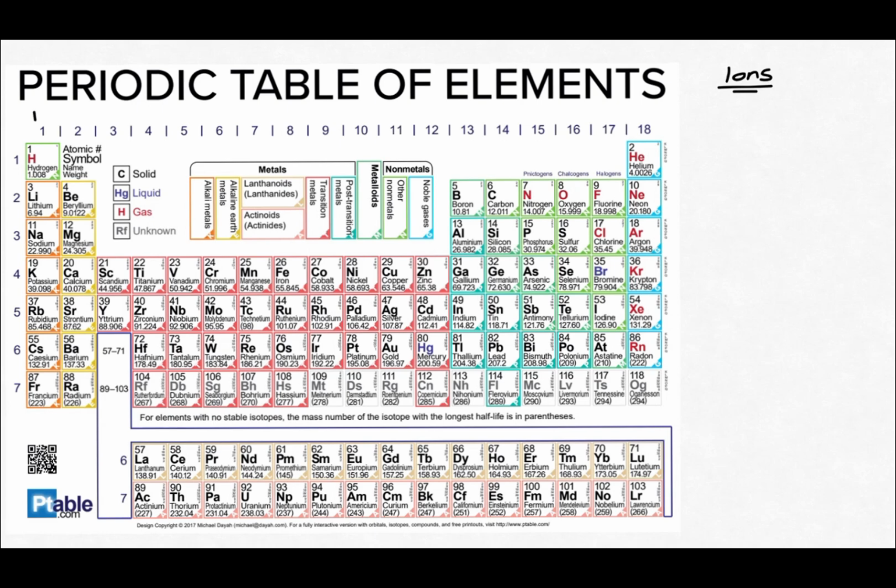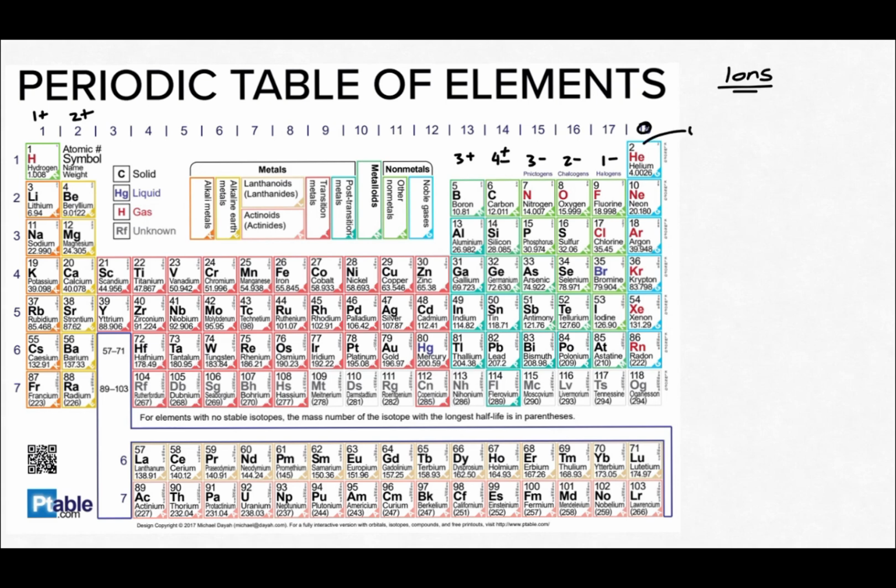If I look at group 1, they will tend to become 1 plus charged. Group 2 will become 2 plus charged. Group 3, 3 plus. Group 4 is a funny one. It will become 4 either positively or negatively charged. Then we have group 5, which is 3 minus charge. Group 6, which is 2 minus. Group 7, which is 1 minus. And group 8, which will not have a charge.